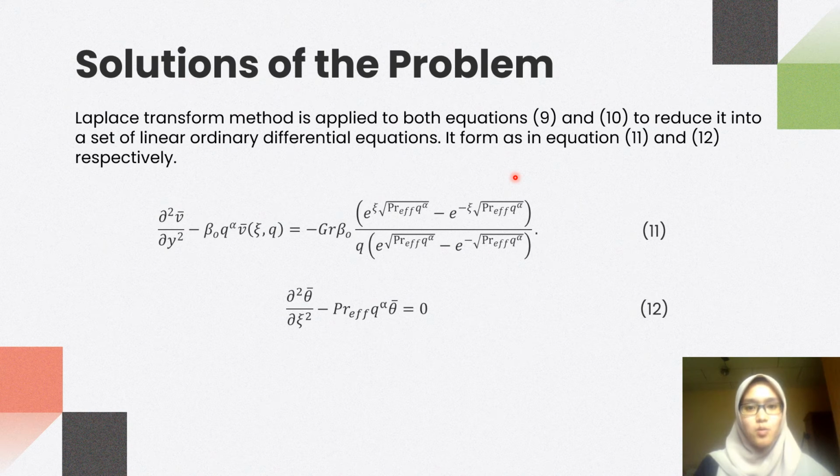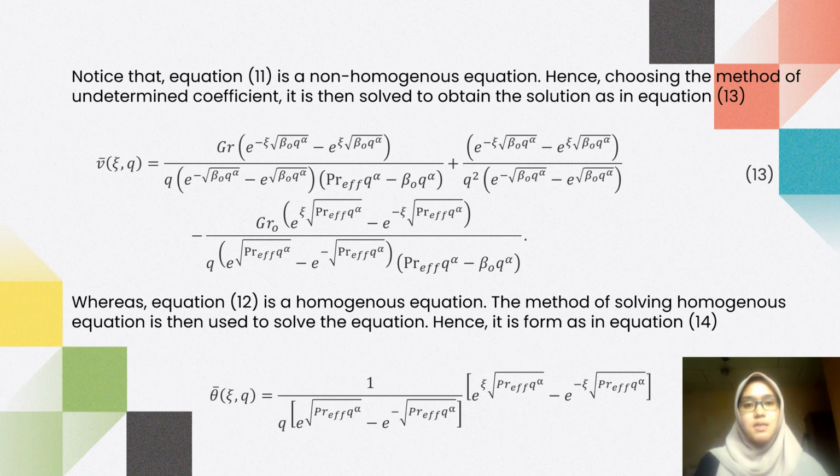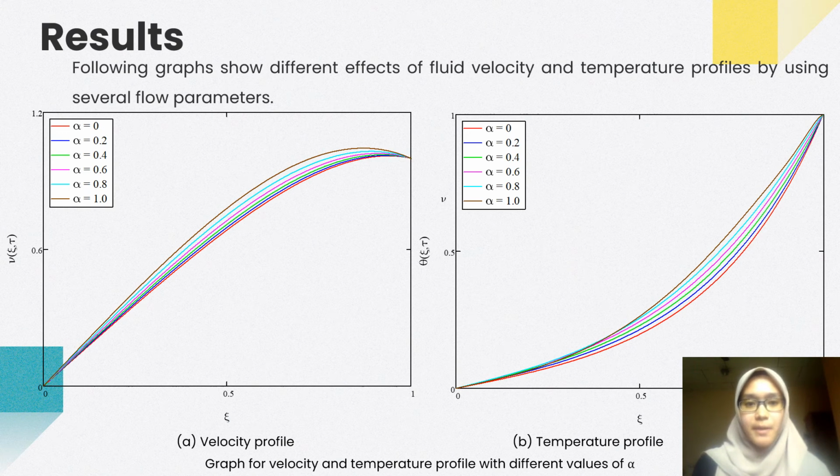Equations 9 and 10, which are the momentum and energy equations, are then reduced into a set of linear ODEs as shown in equations 11 and 12. Choosing an appropriate method, each equation is then solved. Since equation 11 is a non-homogeneous equation, the method of undetermined coefficients is chosen to obtain the velocity equation as in equation 13. Whereas equation 12 is a homogeneous equation, the method of solving homogeneous equations is used to obtain the temperature equation. The problem is solved using the Laplace transform method, and the results are translated into MathCAD software programming to acquire the results in graphical form for the embedded flow parameters.